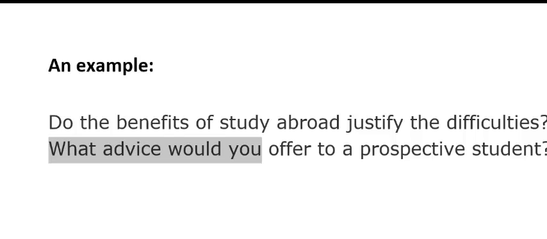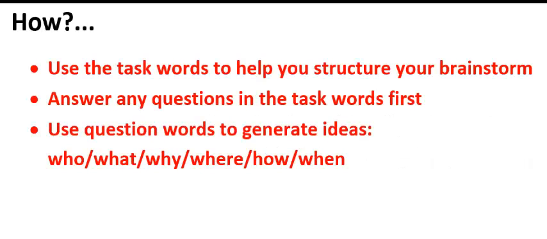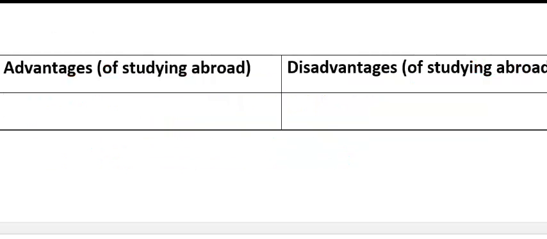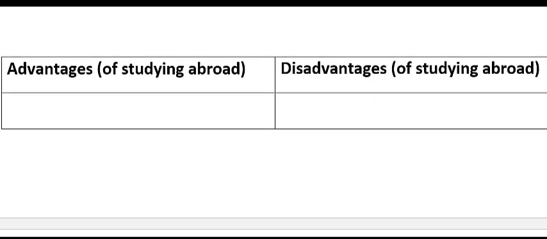So let's take a look at the first half of the question. Now remember, you're going to use the task words to help you structure your brainstorm. And this is what I mean. Take a look at this grid. On my piece of paper, I've written on one side advantages of studying abroad, and then on the other side disadvantages of studying abroad. And in my brainstorm, I'll simply make a list of the advantages and the disadvantages.